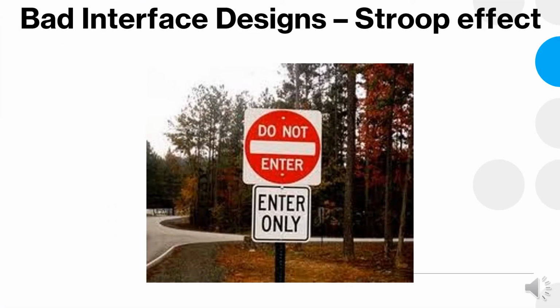So here in this picture, we have two signs, one that says do not enter and the other says enter only, and they are all together as one sign. So what this is, it's actually giving a contradictory message to the end user, and this is what we call a strobe effect. It's contradictory to the end user. The end user is unaware as to what's going on. They'll be like, okay, so now I'm here, do I enter, do I not enter, what exactly is going on?